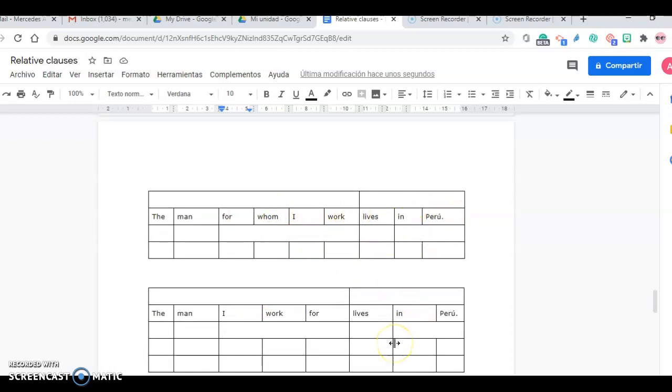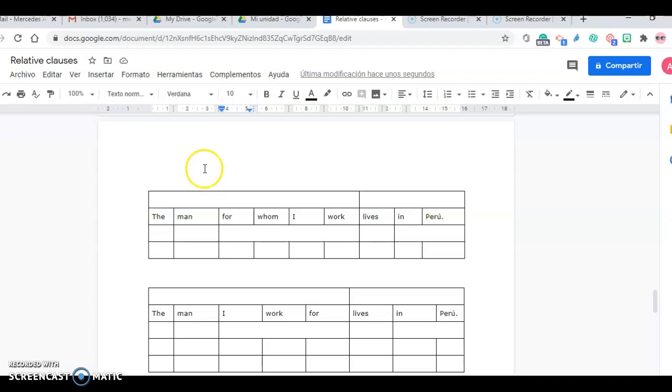Here there are two similar sentences. The thing is that the second one is the one that we would say normally, because people would laugh at us if we said the man for whom I work, because it is too formal or not used anymore, old-fashioned. So what we would say is the man I work for lives in Peru. But let's look at the analysis of both.